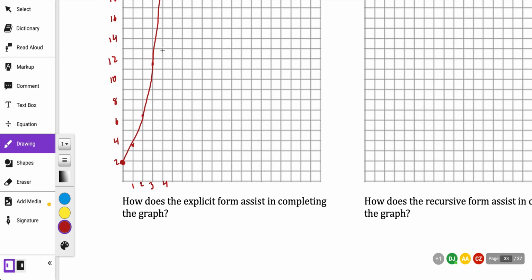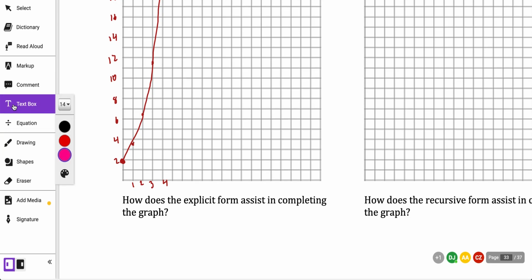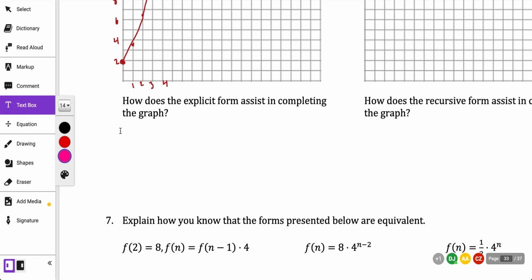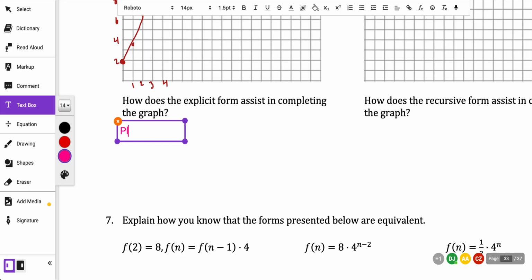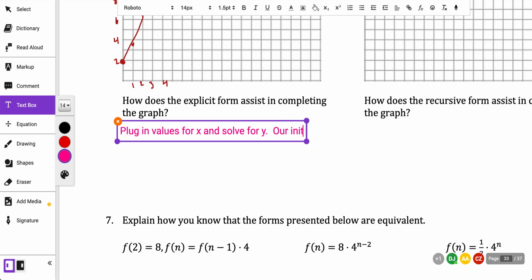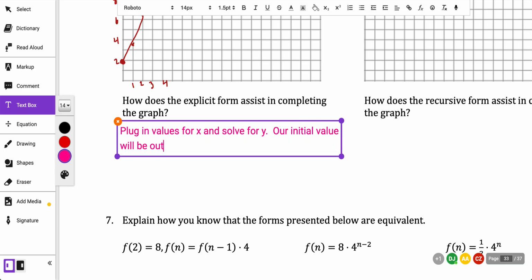So how does the explicit form assist you in completing this? All we need to do is plug in numerical values. Plug in values for x and solve for y. Our initial value will be our y-intercept when it is just x. So not like x minus 1 or x minus 2, just x.